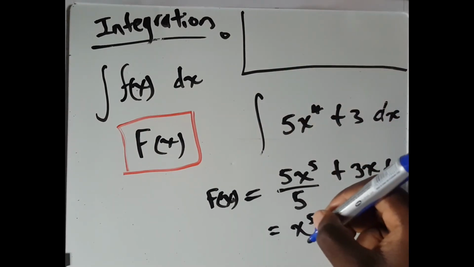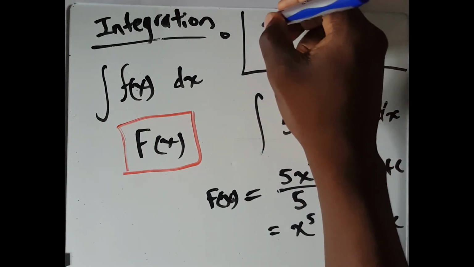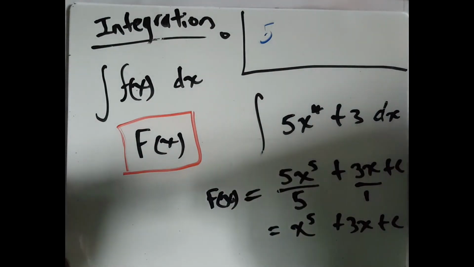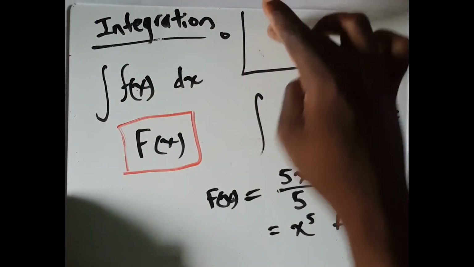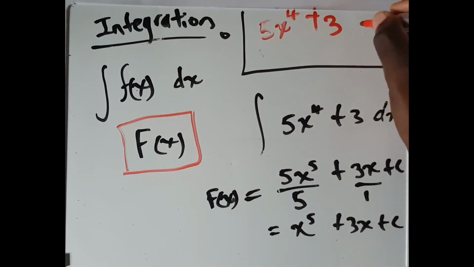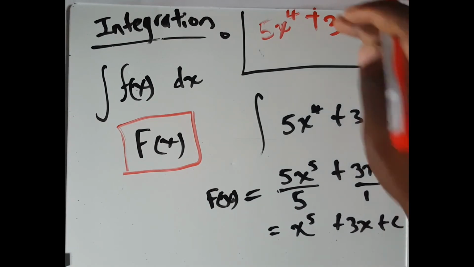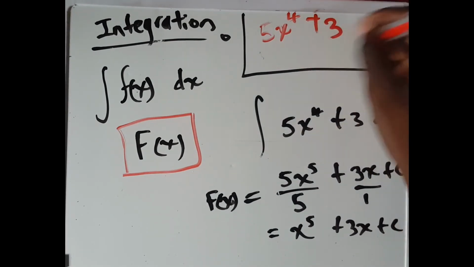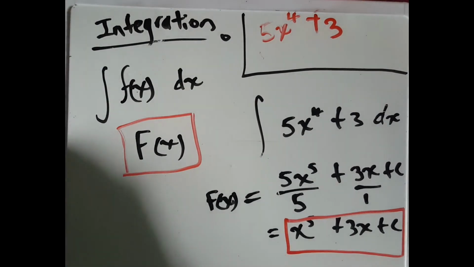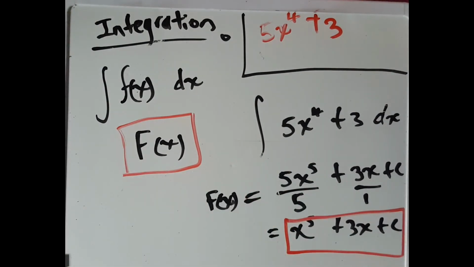So when I differentiate x to the 5th power, I'd have 5. I'd have 5. This is not writing properly. I would have 5x to the 4th power plus 3, and this would be 0 because it's just a constant. And that would be my derivative of this function. Now you can see that integration is just the opposite of differentiation. That's what I'm trying to say. So this here is what we call indefinite integration.